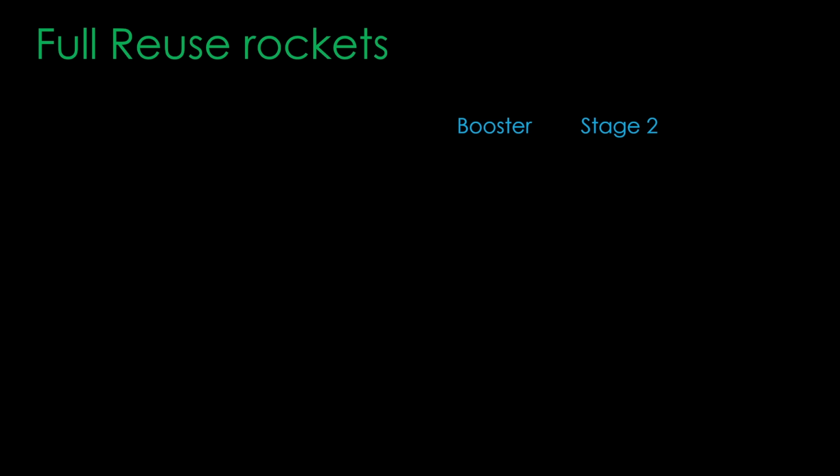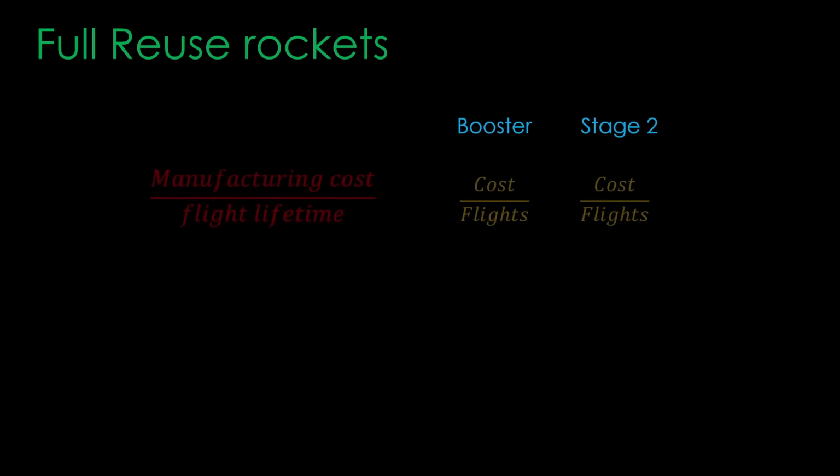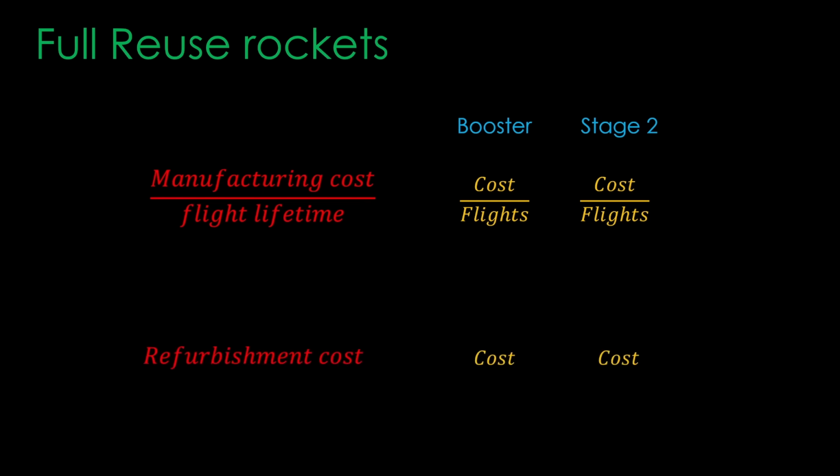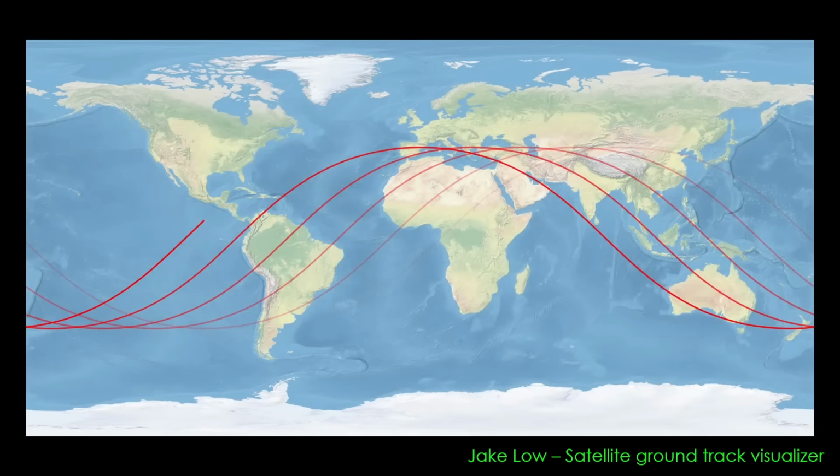Full reuse changes the model. Both the booster and second stage will allocate the manufacturing costs across multiple flights, and both will have refurbishment costs. Recovery costs are a bit more complex. For the second stage, being in orbit is a huge advantage.